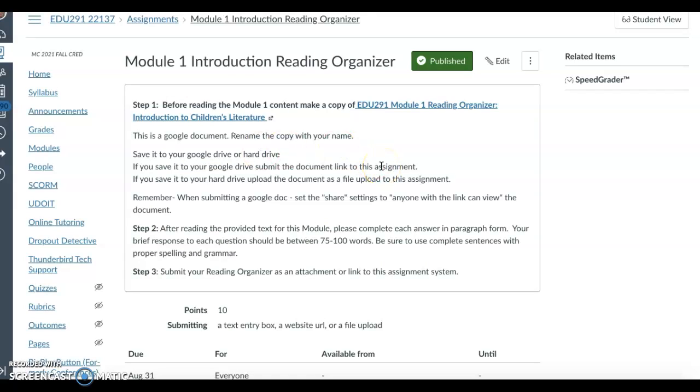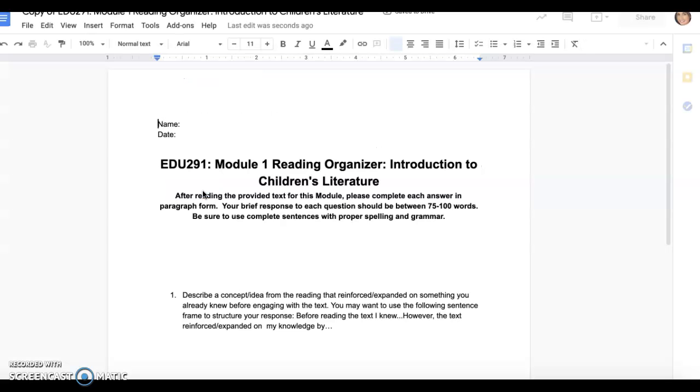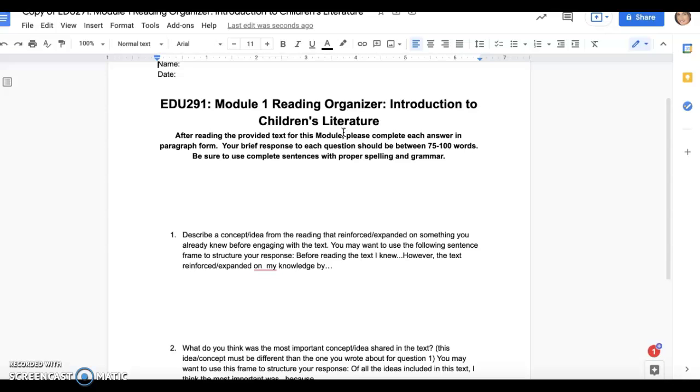The way you complete the reading organizers is you will make a copy of your module reading organizer. It will take you to this document. It clicks make a copy for you like that, and bam, you have your copy already made. So there's no copy pasting, it's already done for you. You will write your name and your date and then use the module readings to complete the organizer. Now as you move through the course, you're going to notice something very similar, and that is these reading organizers are the same questions every single week.